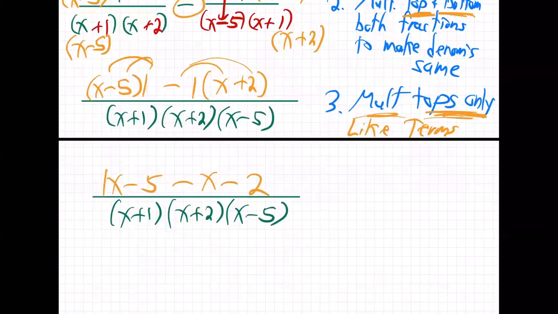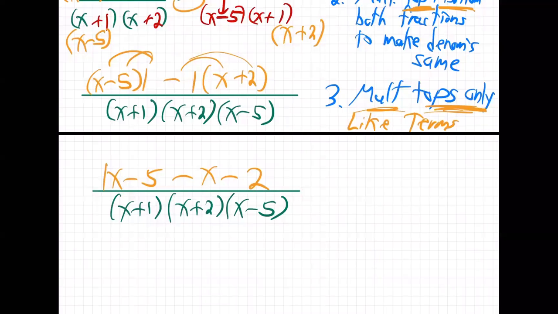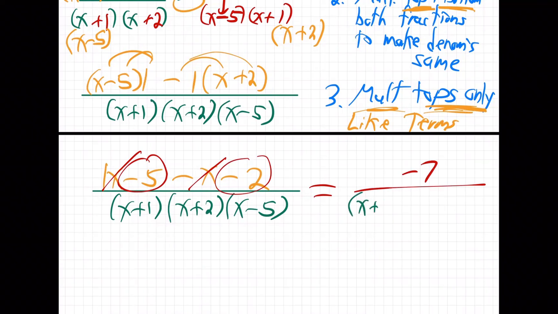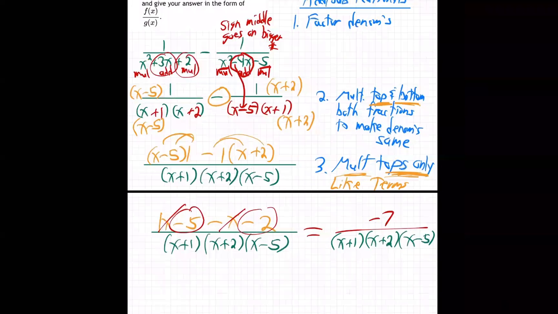All right, and now like terms, we can do that. 1x minus x, and those cancel. And we have minus 5 and minus 2. That makes minus 7. And the denominator is still the same. And there we go. So that's how we do it.